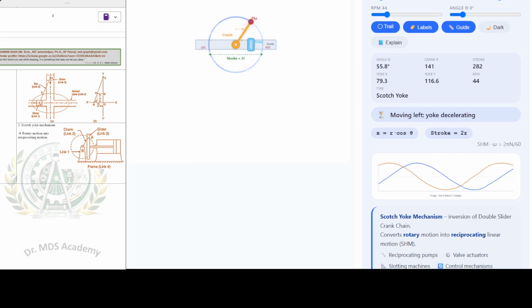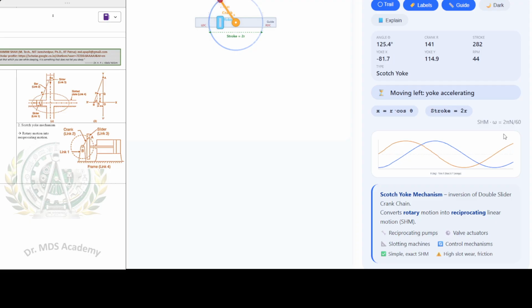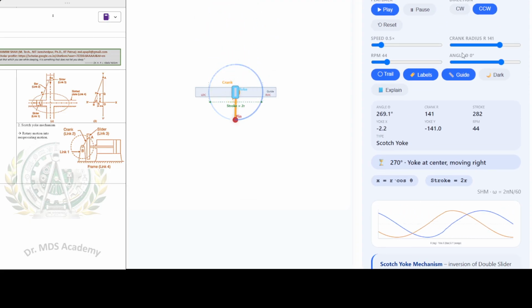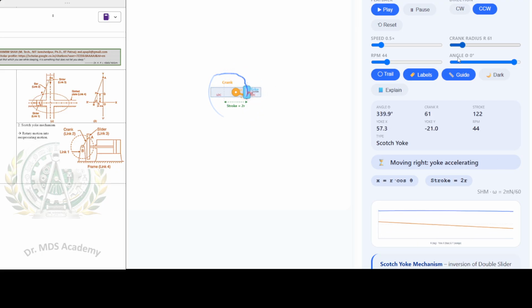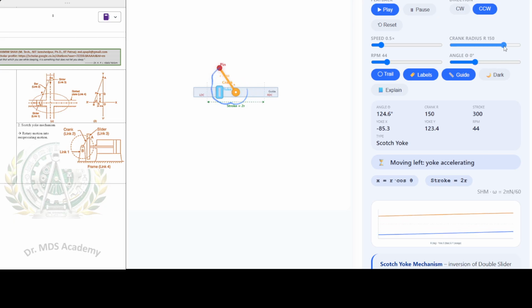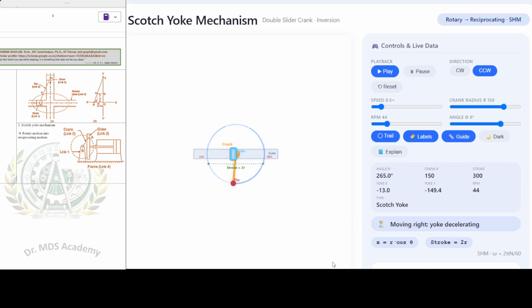You can see additional information here also: SHM motion. So change the crank radius and see how the motion is taking place. So that was all about the Scotch Yoke mechanism.